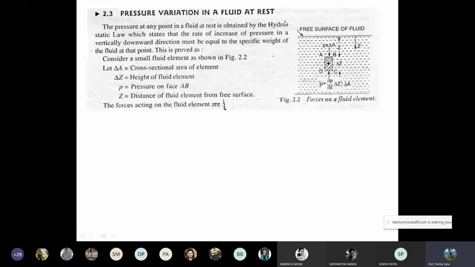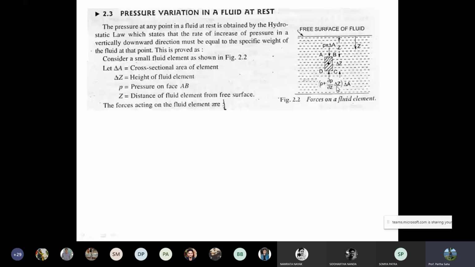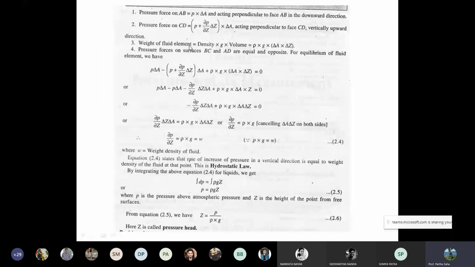And the other force is the pressure force on CD, which is P plus del P by del Z into Z into delta A, acting perpendicular to CD. And the weight of the fluid is density into volume, rho G delta A into delta G, because that is the volume. The pressure forces on the surfaces BC and AD are equal and opposite. So at equilibrium, the forces will be balanced.